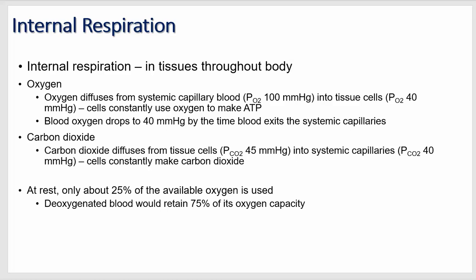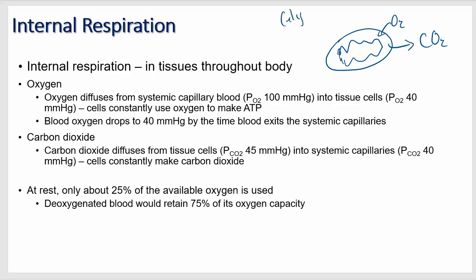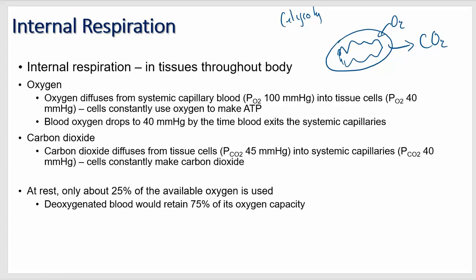So carbon dioxide, same thing, diffuses from tissue cells into systemic capillaries, and cells are constantly making that carbon dioxide. So, again with the mitochondria, as it's making this, it's also making carbon dioxide, and glycolysis too. And it's all making it from glucose. Remember your 6-carbon glucose molecule? Okay. So at rest, only about 25% of the available oxygen is used. We're going to see that in some graphs that we're going to look at.